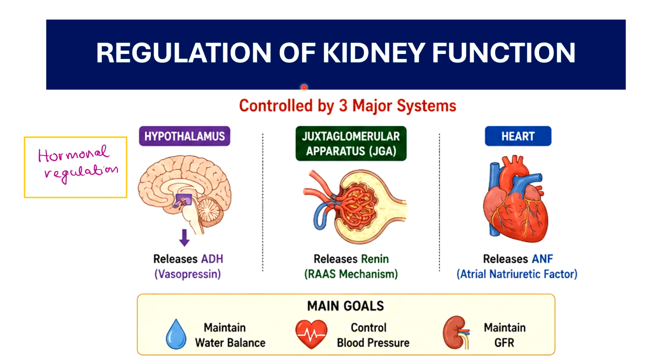The kidneys are regulated mainly by hormonal feedback mechanisms, and the three main players in this are the hypothalamus that releases the ADH, the juxtaglomerular apparatus that releases the renin, and the heart that releases the ANF. Together these three major systems control the water balance or osmotic balance of the body. They control the blood pressure and maintain the GFR. Let us now learn about each of them individually.